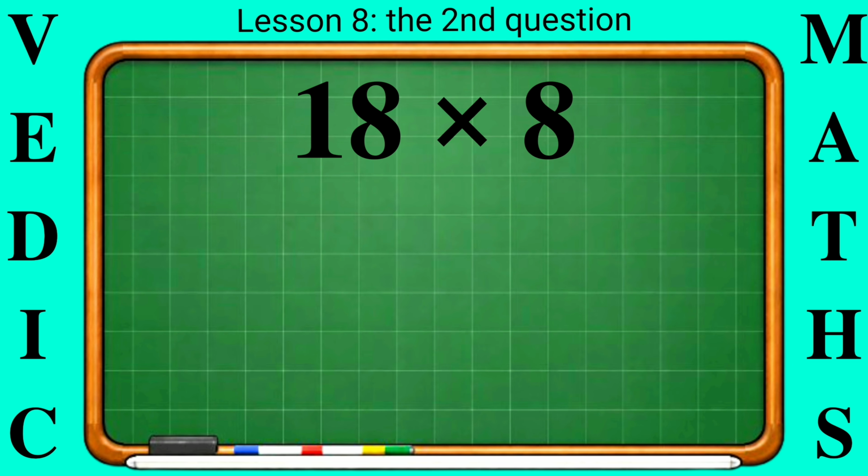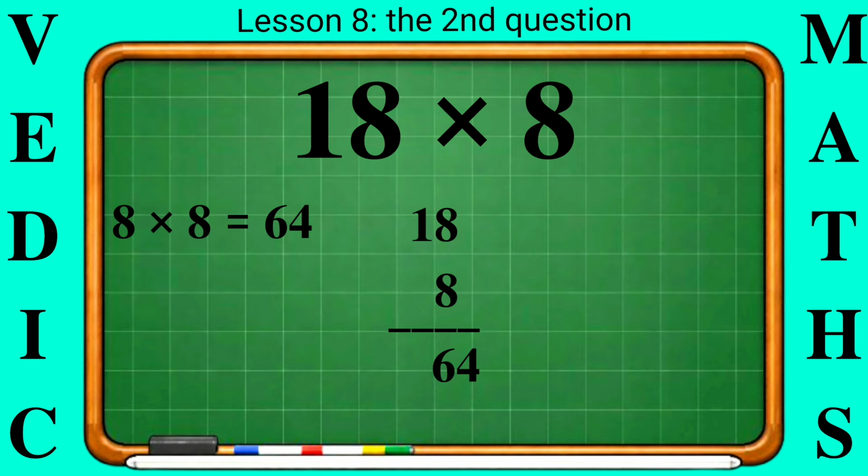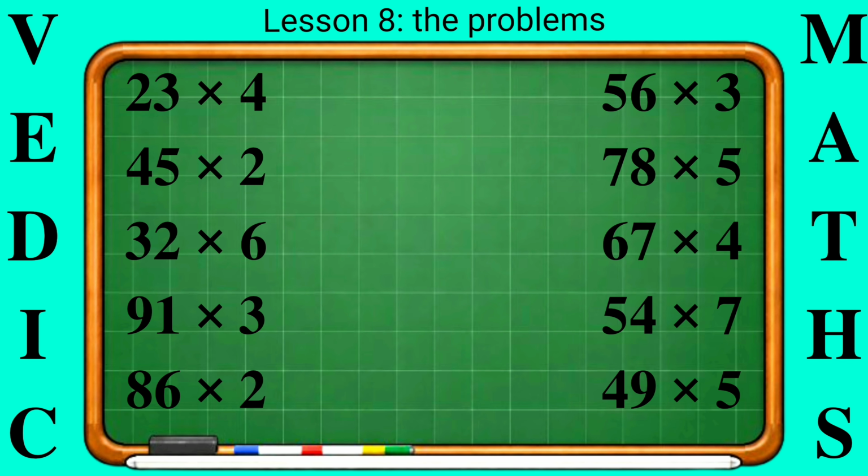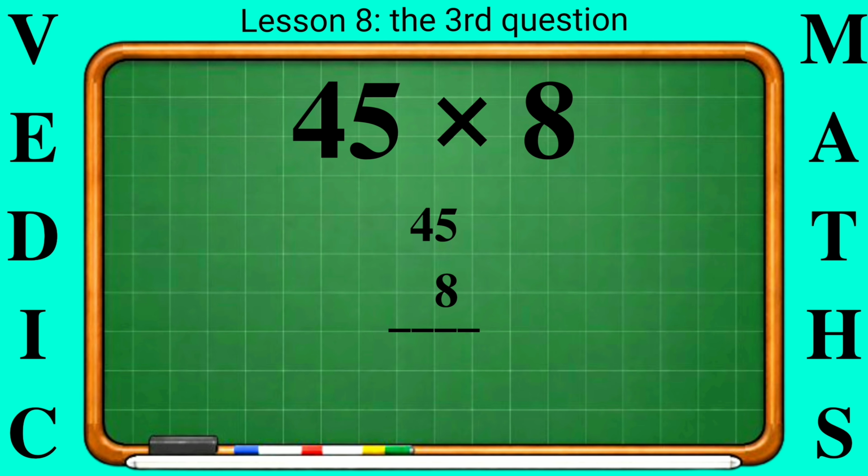So now let's do 18 times 8. So now 8 times 8 is equal to 64. We put the ones digit and then let the 6 be a carry. Then we multiply 8 times 1, which is 8, and then after that we add 8 with the carry, which is 6. So now 8 plus 6 is equal to 14. You can try those problems later on. Now let's do another problem.